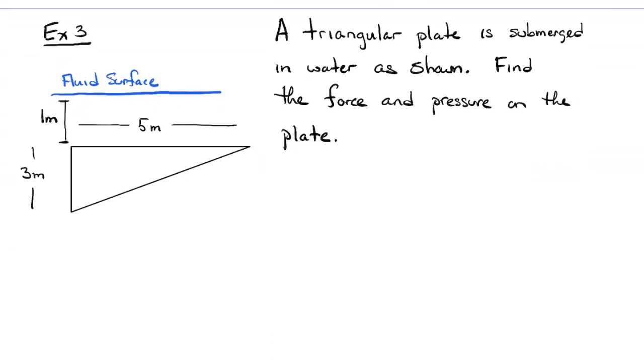So this time I'm going to take a triangular plate and submerge it in water as shown. When I say that, it's implicit, I should write this more carefully here, that the top edge of this triangle is parallel to the surface of the fluid. So it's submerged like that. The top edge is 1 meter below the surface of the fluid. The triangle is 5 meters long and 3 meters tall, and it's a right triangle. I should have indicated that, but it's a right triangle. Okay, so it has a 90-degree angle.